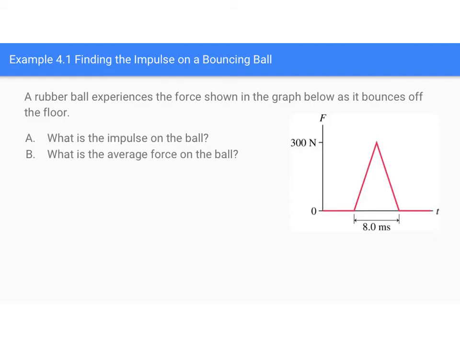So we do have a quick little example. Obviously we'll do it in class, but the rubber ball experiences the force. What's the impulse and what's the average force? So the peak force here is 300, so I'm also wondering what the average force is. So we're going to use the area under the curve to find the impulse, and then also use that impulse with the force exerted over time to figure out the average force. And we'll do that in class.